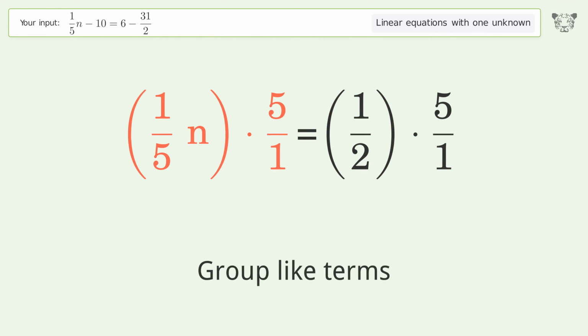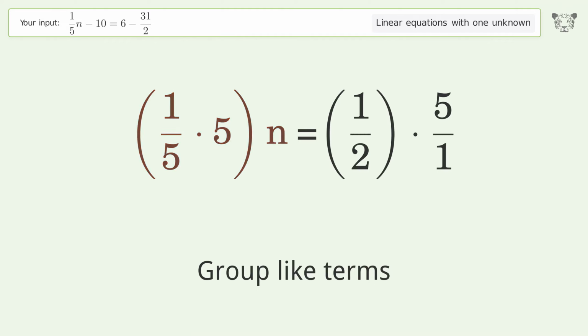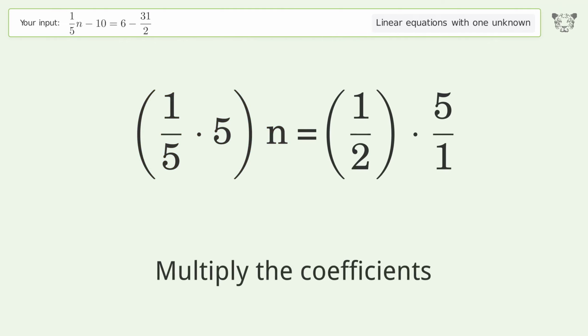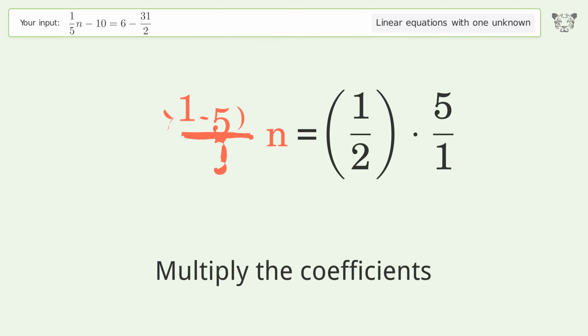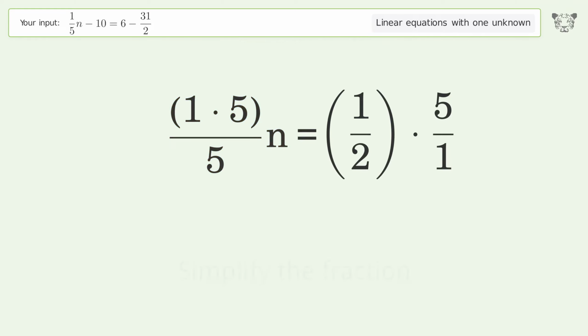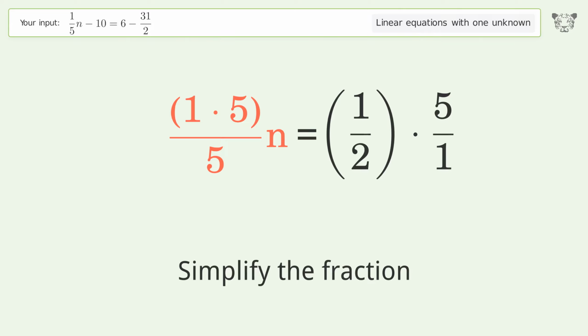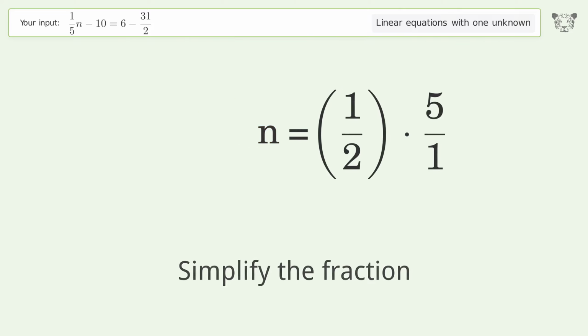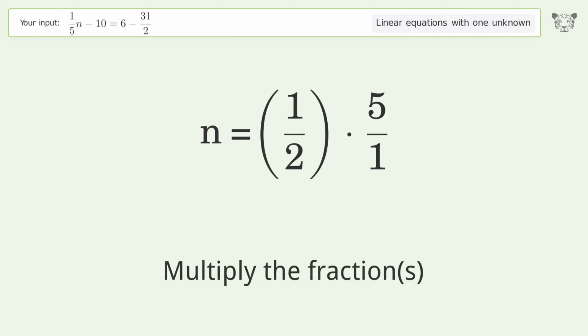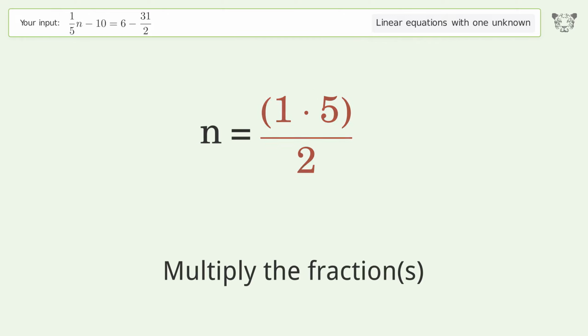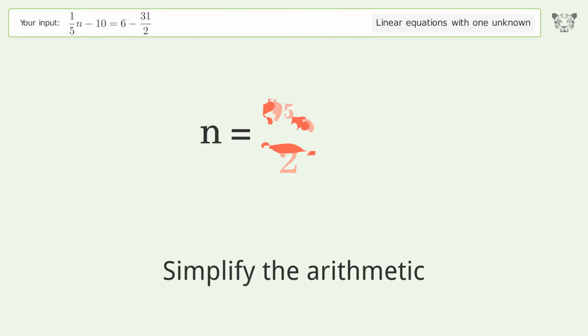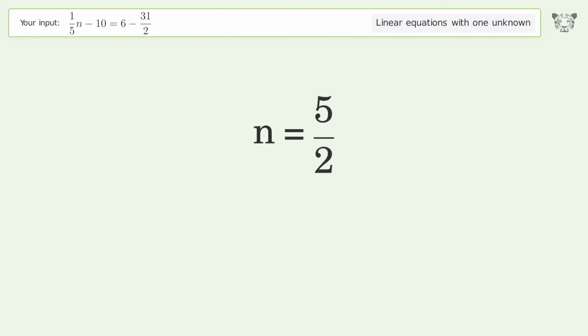Group like terms. Multiply the coefficients. Simplify the fraction. Multiply the fractions. Simplify the arithmetic. And so the final result is n equals 5/2.